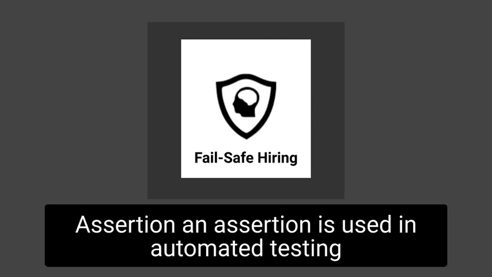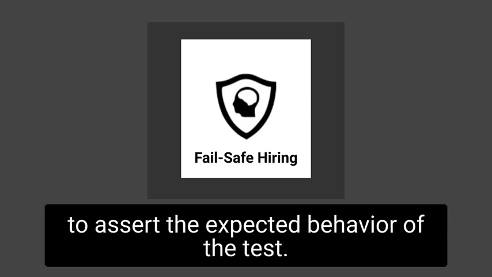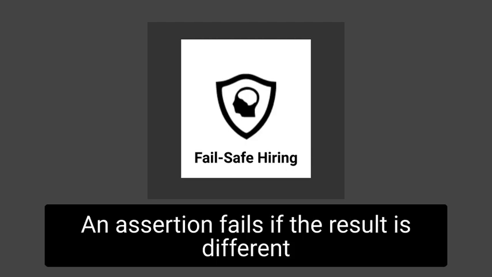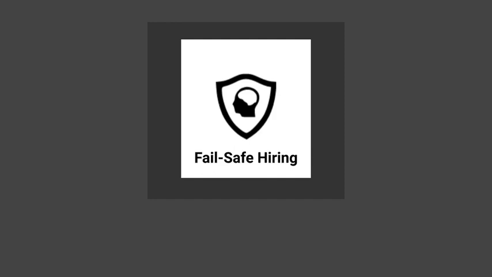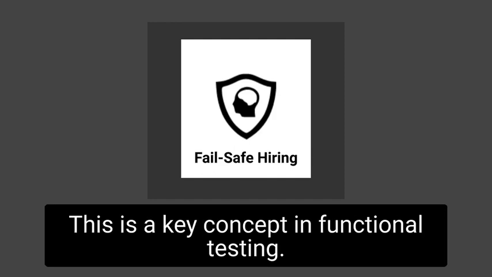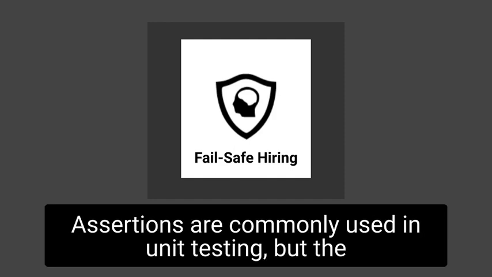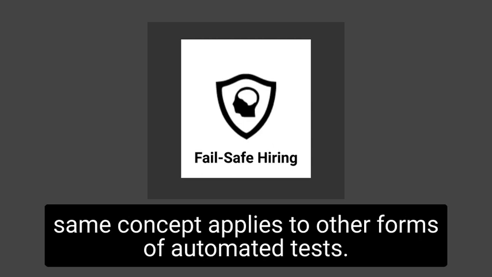Assertion. An assertion is used in automated testing to assert the expected behavior of the test. An assertion fails if the result is different than what you expected it to be. This is a key concept in functional testing. Assertions are commonly used in unit testing, but the same concept applies to other forms of automated tests.